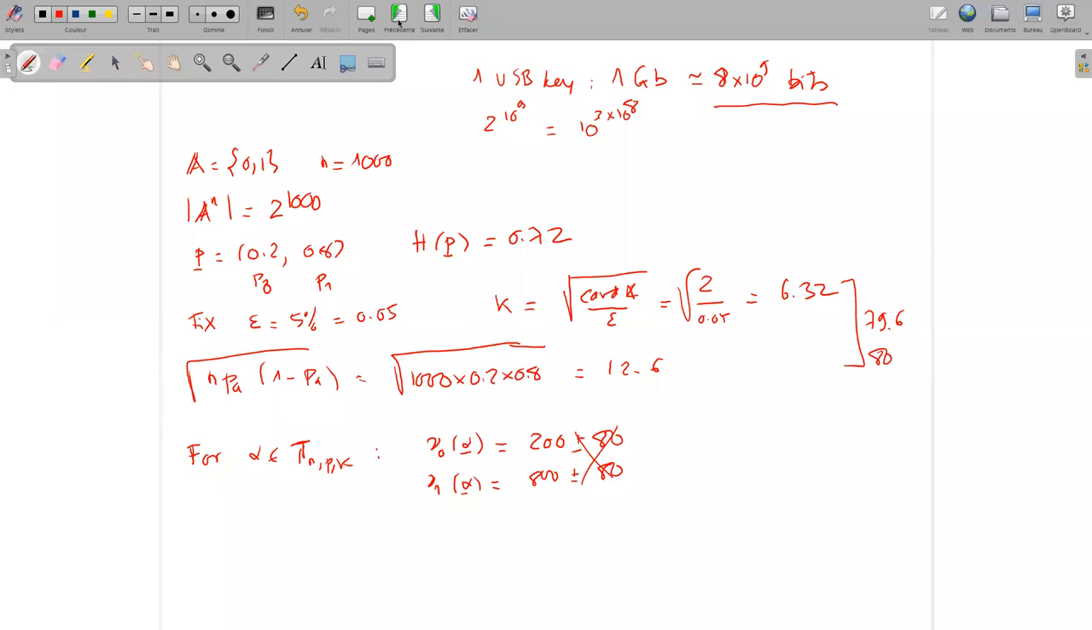Now, what does this theorem say? The first claim of the theorem is that the cardinality of the typical sequences over the cardinality of all possible words is approximately 2 to the power 1,000 times 0.72 over 2^1000. And if I take the numbers, this will be 2^-280. That is about 5 × 10^-85.